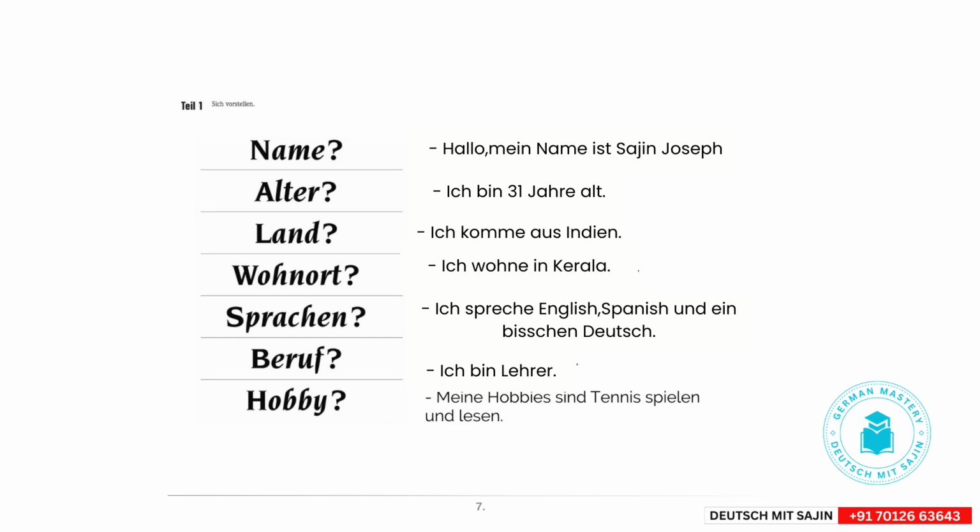Beruf is the profession. So if you are a female teacher, you have to say, ich bin Lehrerin von Beruf. Please don't forget, we always have to distinguish between the male and the female version in German. Ich bin Lehrer or ich bin Lehrerin, that means I am a teacher. Hobby: meine Hobbys sind Tennis spielen und lesen. So my hobbies are playing tennis and reading.